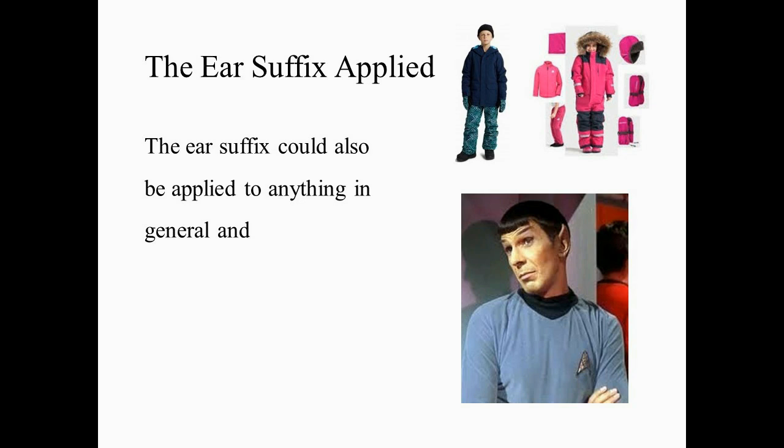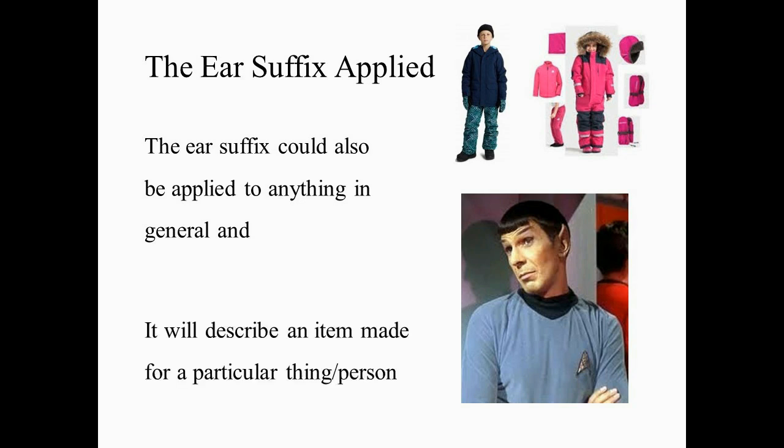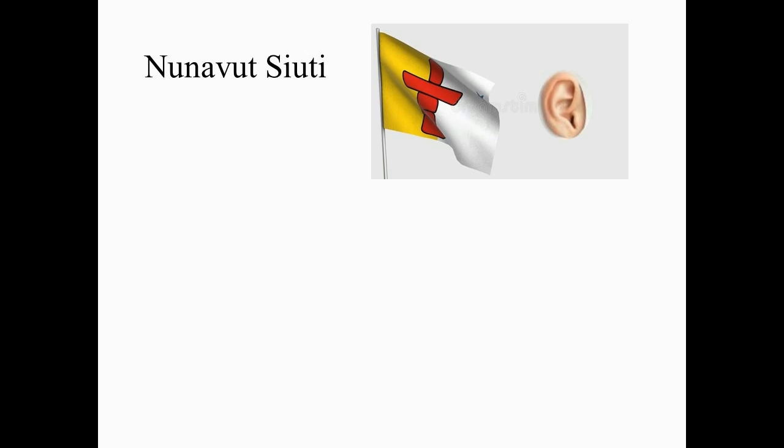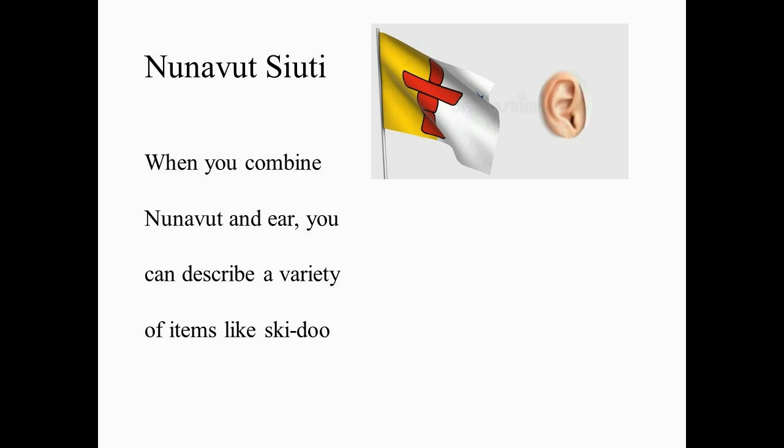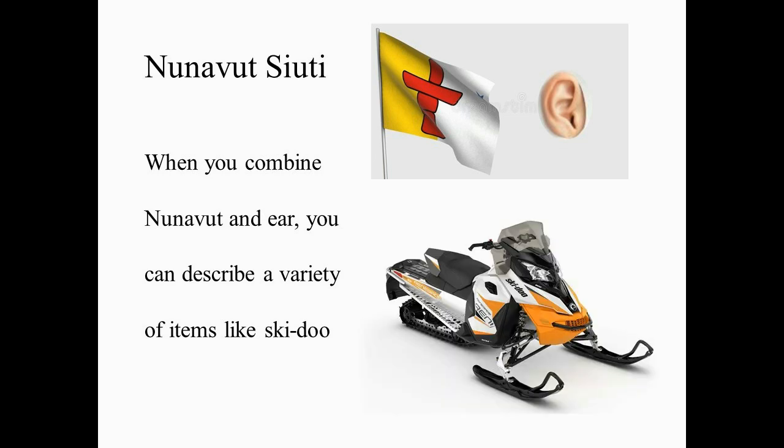The ear suffix could also be applied to anything in general, and it will describe an item made for that particular thing or person. Let's use our territory as an example. When you combine Nunavut and ear, you can describe a variety of items like snowmobile. Nunavut siuti.